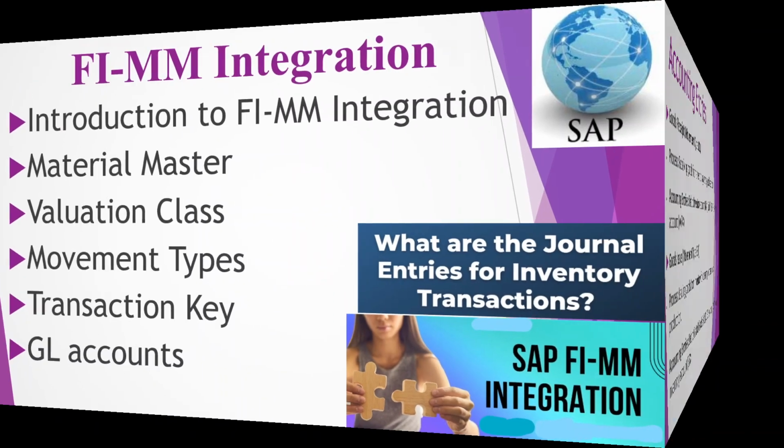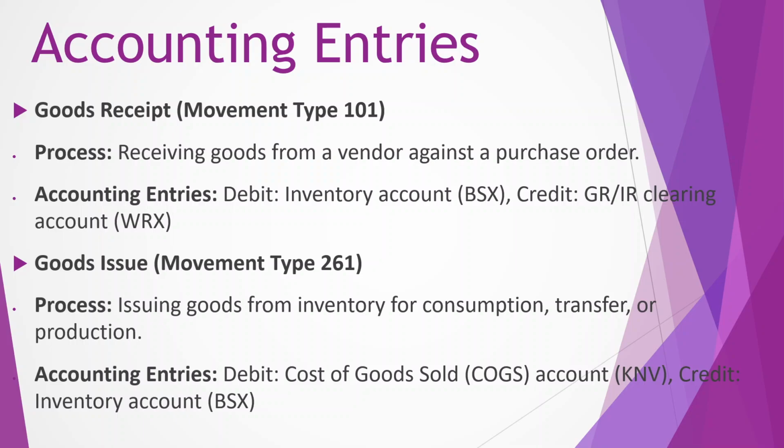Let's move on. Now coming to the accounting entries. For goods receipt, the movement type is 101, and it is used for receiving goods from a vendor against a purchase order, nothing but PO. The accounting entry will be: debit your inventory account with the transaction key VSX, and credit the GR/IR account, which is a clearing account, with the transaction key WRX.